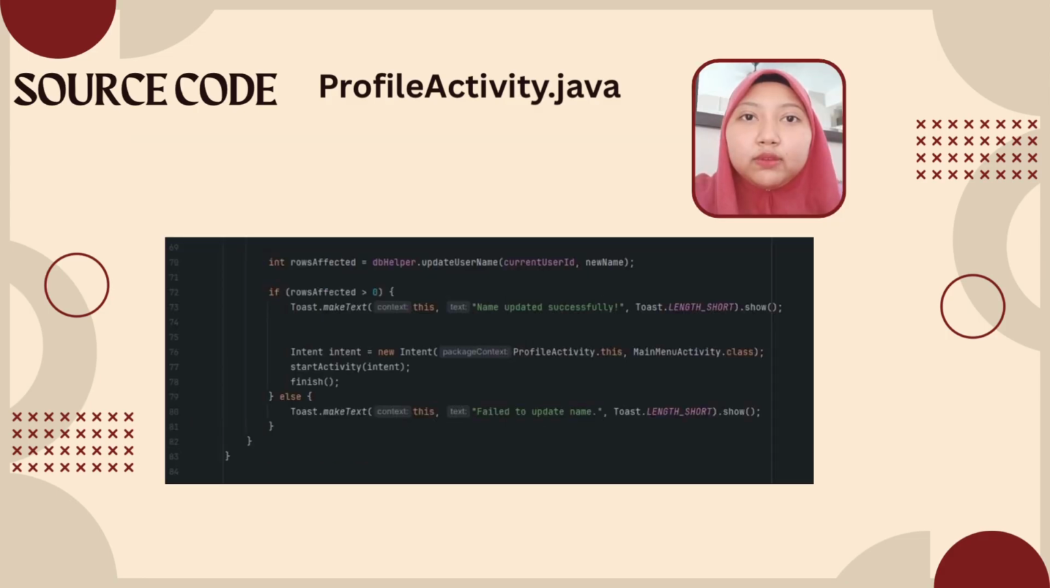After successful validation, the code proceeds to update the name in the database. The core action is calling dbHelper.updateUsername(currentUserId, newName), which returns the number of rows affected. Success condition: if rows are affected, a "Name updated successfully" toast is shown. The user is navigated back to the main activity using an intent and the current activity is closed with finish. Failure condition: otherwise, a "Failed to update name" toast is displayed.